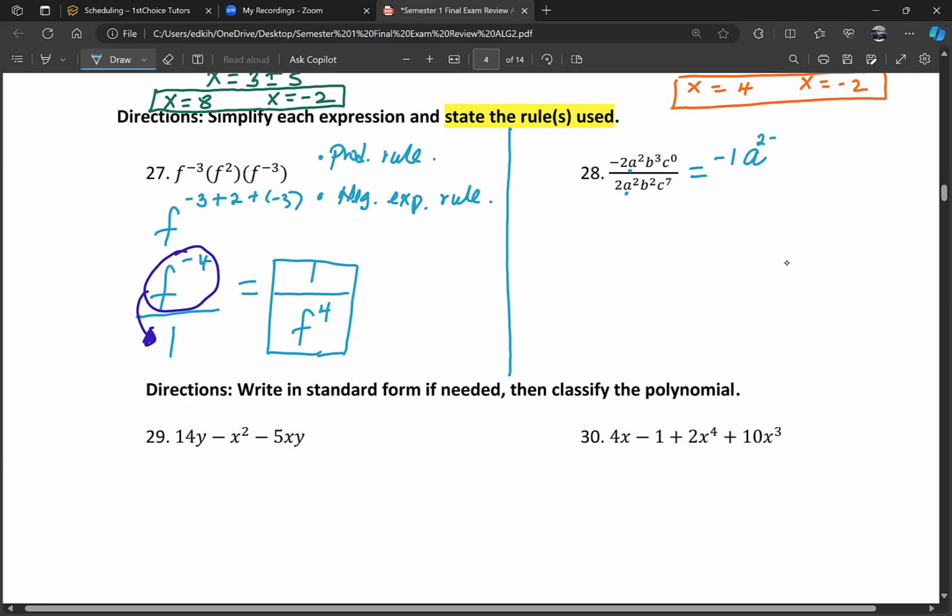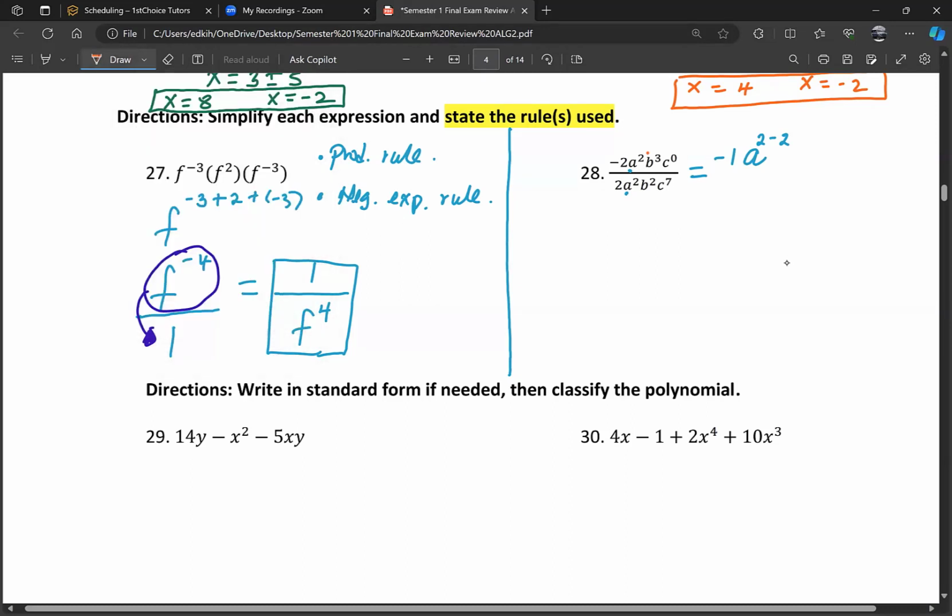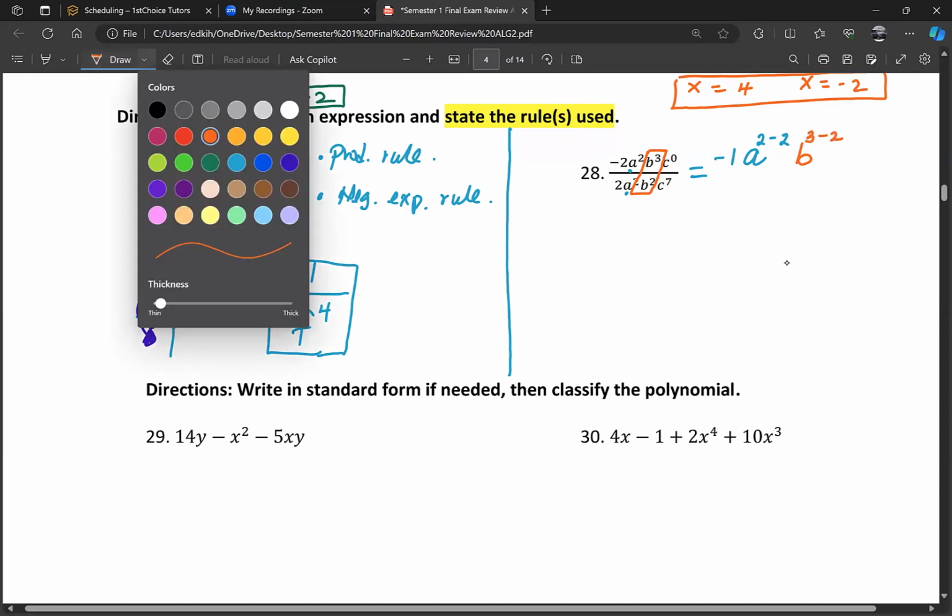Subtract the bottom one from the top one. So it would be a to the 2 minus 2. Then we can move on to the b's, right? B's here, again, they have the same base, so you keep the base, and you subtract the bottom one from the top one. Now we're going to move on to c's.